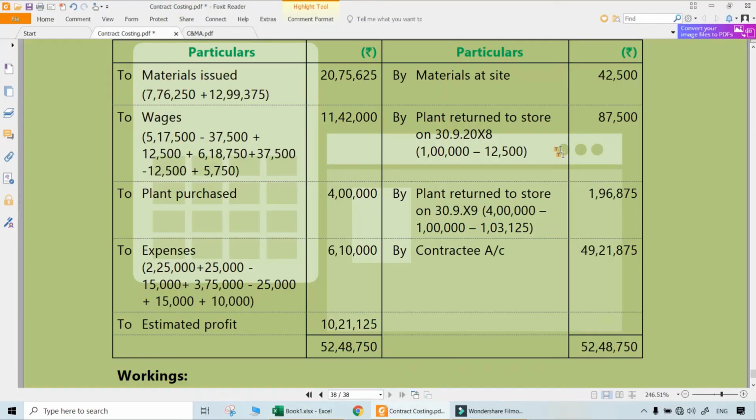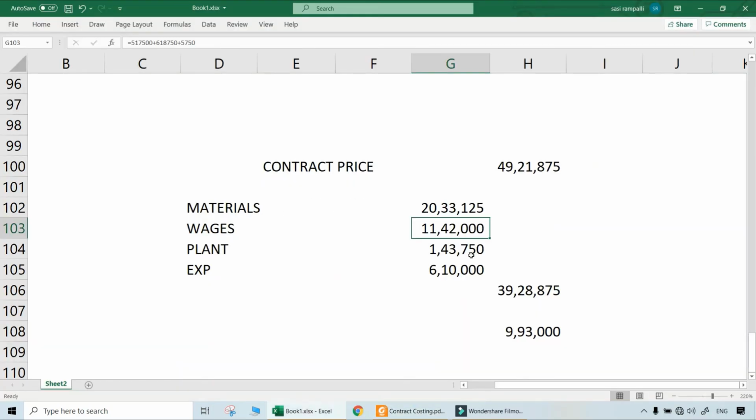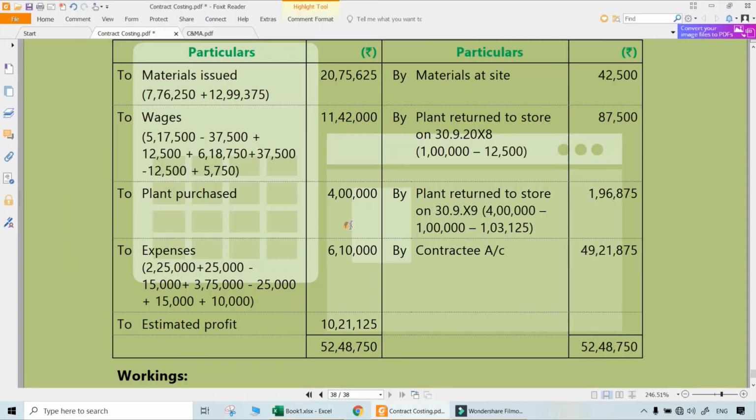Materials at site, if you reduce it, it should be the same. Where is the difference? 20,75,625 minus 42,500. That is okay. 20,33,125, the same thing we have taken. Wages 11,42,000 is okay. Expenses 6,10,000 is okay. This is okay. Then plant will be what? 4 lakhs.